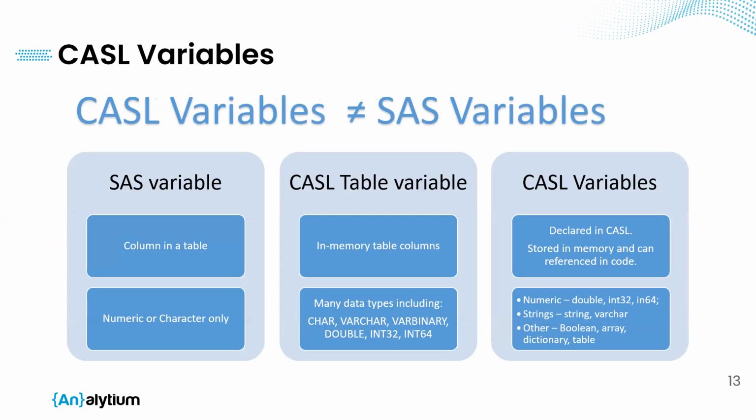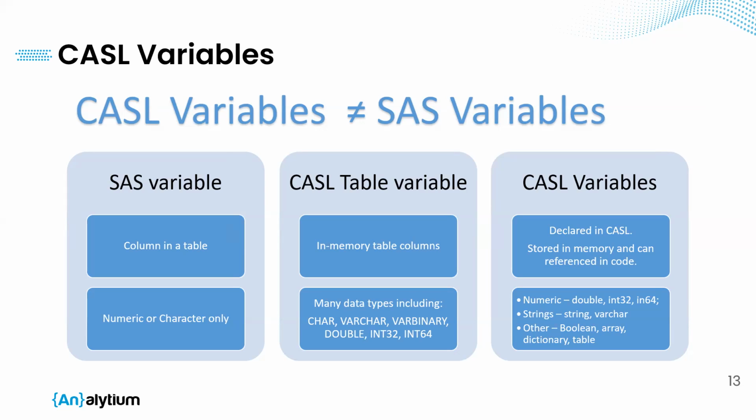Within CASL, you've got two different types of variables, really. You've got CASL table variables, which are the in-memory table columns, and they can have many data types, including char, varbinary, double, int32, and int64. So again, a lot more data types are available to you than just numeric and character, which does have implications when you're coding.